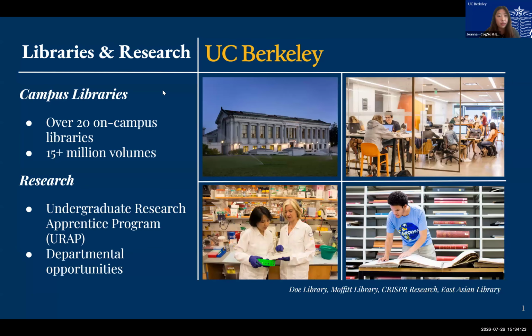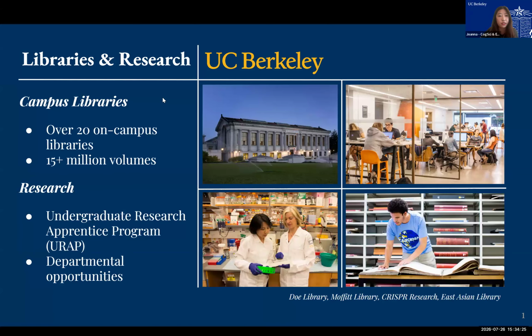All right, thank you, Sebastian. To talk about libraries and research, I think this is a topic that a lot of students are concerned about or passionate about, since the reason we're in the university is because we want to earn a degree as well as learn new things. So if you look over the slides, on the top left corner is our Doe Library, which is our main library. Outside of Doe Library, we also have over 20 libraries on campus and more than 50 million volumes, so you'll never run out of space to study.